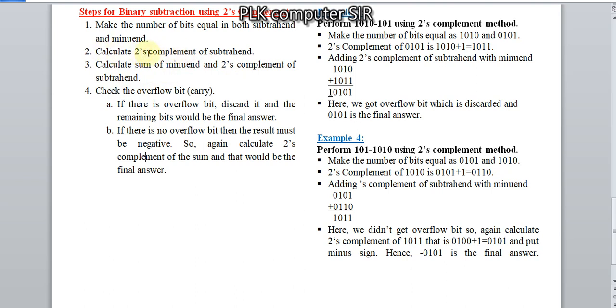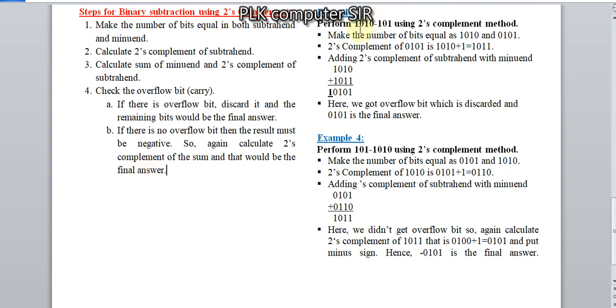So the 2s complement will be added to the minuend. Now again we have to check for the end carry. If there is an overflow bit, discard it and the remaining bits would be the final answer. If there is no overflow bit, then the result must be negative, so again calculate the 2s complement of the sum and that would be the final answer.